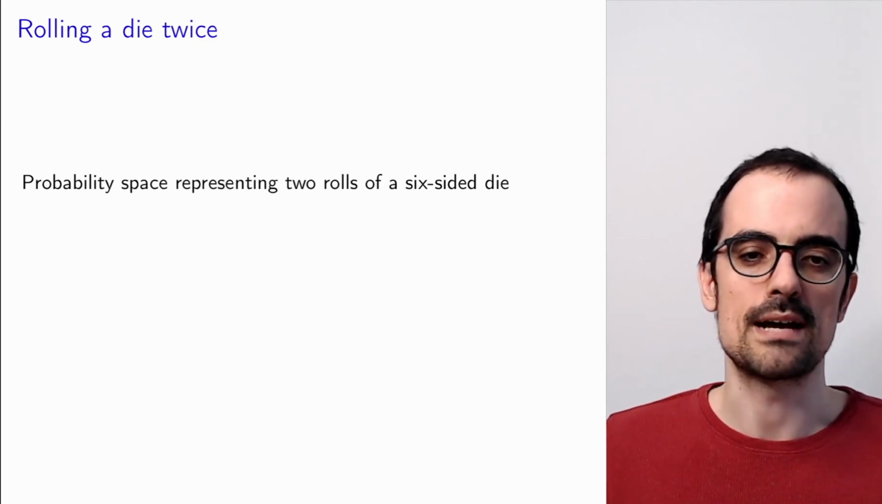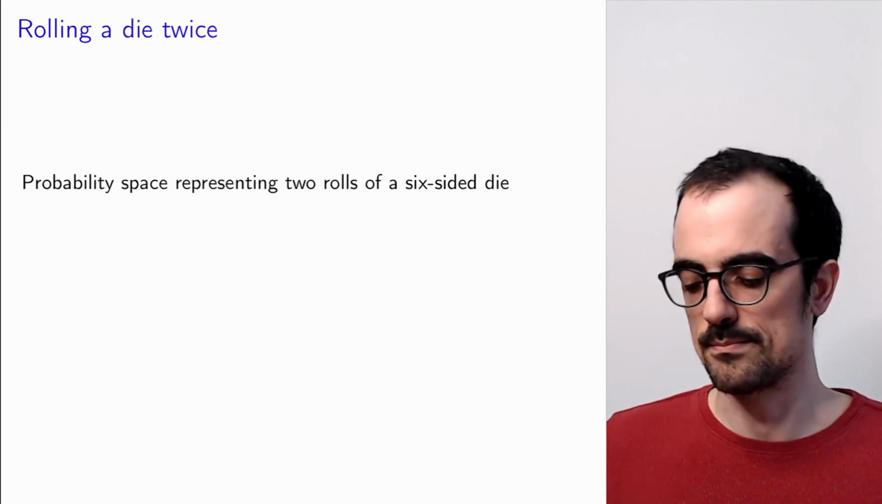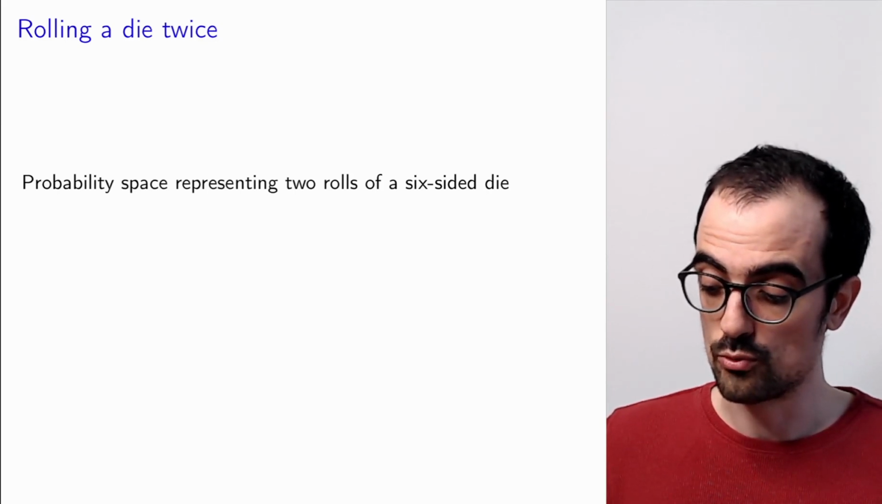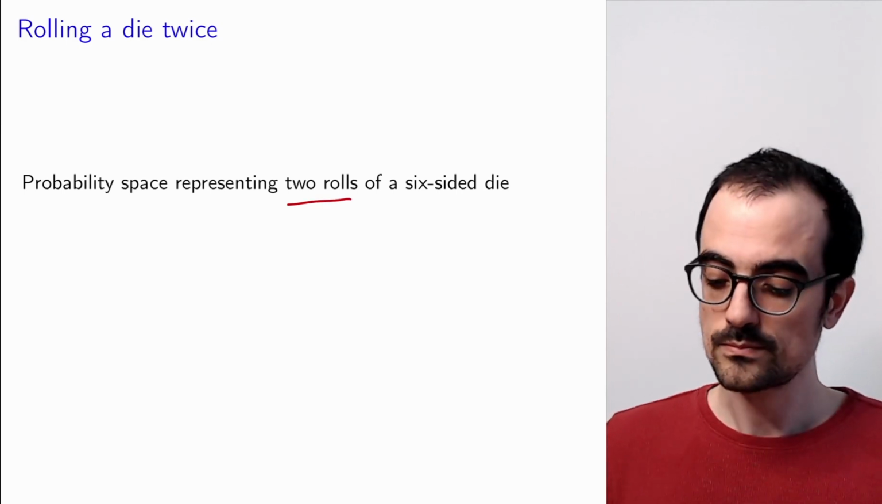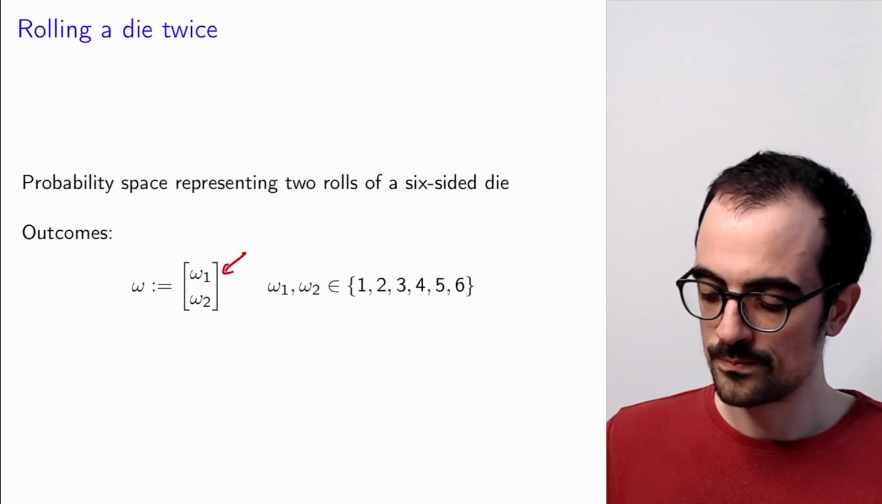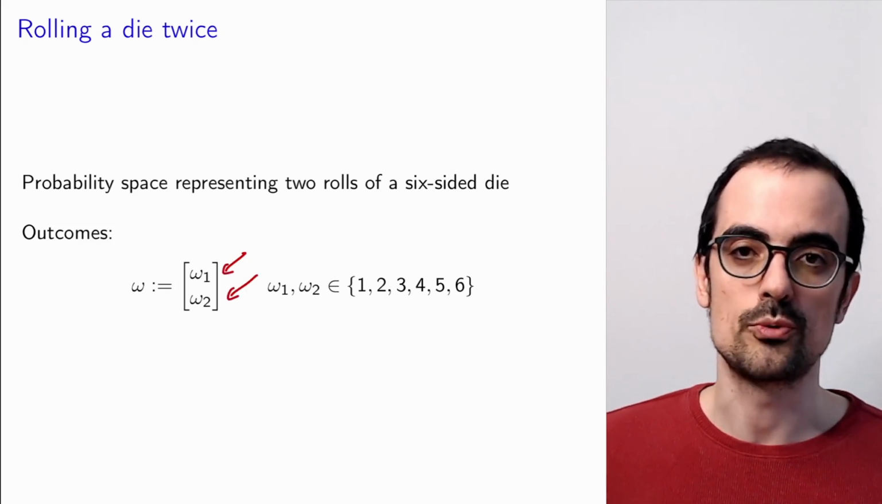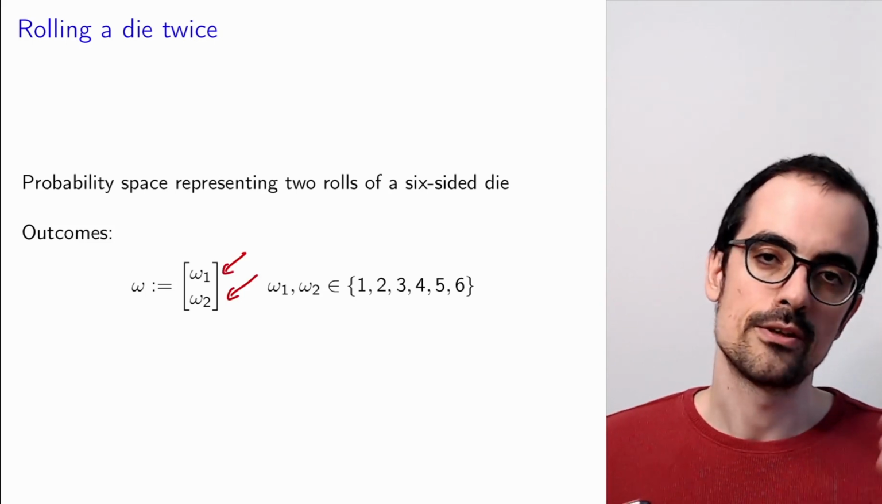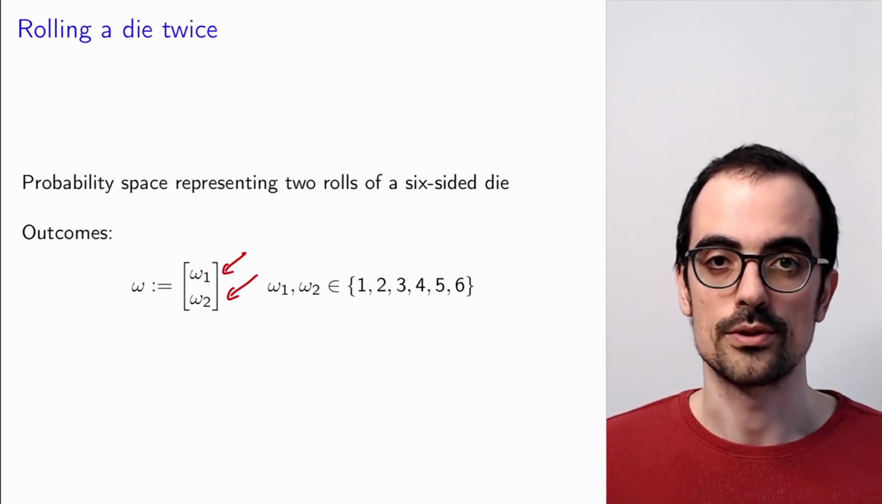In this example, we have a probability space, which is very simple. It encodes the result of two rolls of a six-sided die. So the possible outcomes have two entries, one for each roll. Each entry can be equal to 1, 2, 3, 4, 5, or 6. So the outcomes are of the form (1, 4), (3, 2), and so on and so forth.